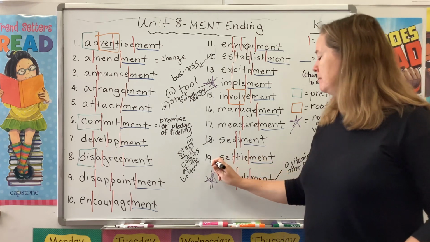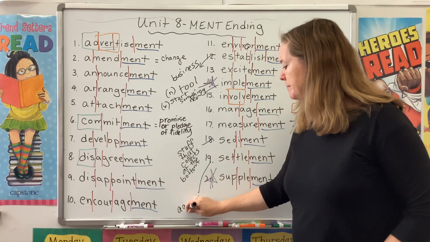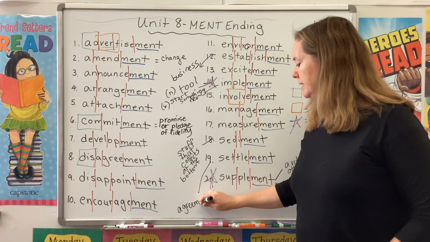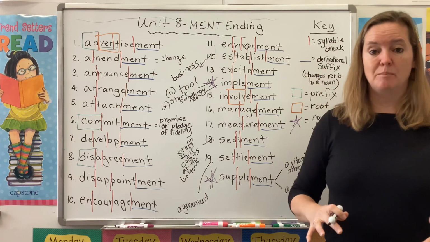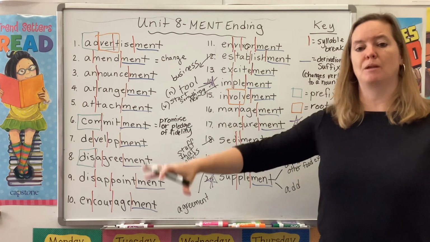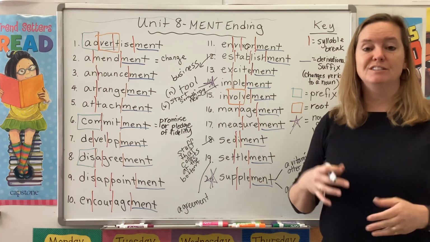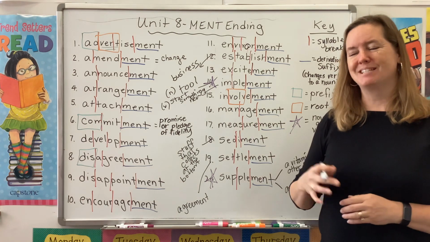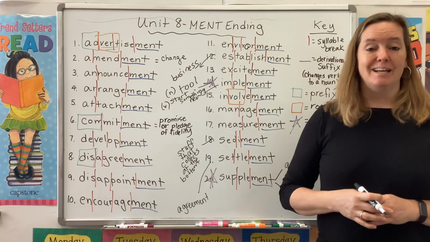And then a settlement could be an agreement. Like in a court case, you reach a settlement. Or it could be a group of people. They start a settlement. A group of people, settlers, settle in a settlement. Anyway, lots of great vocab.